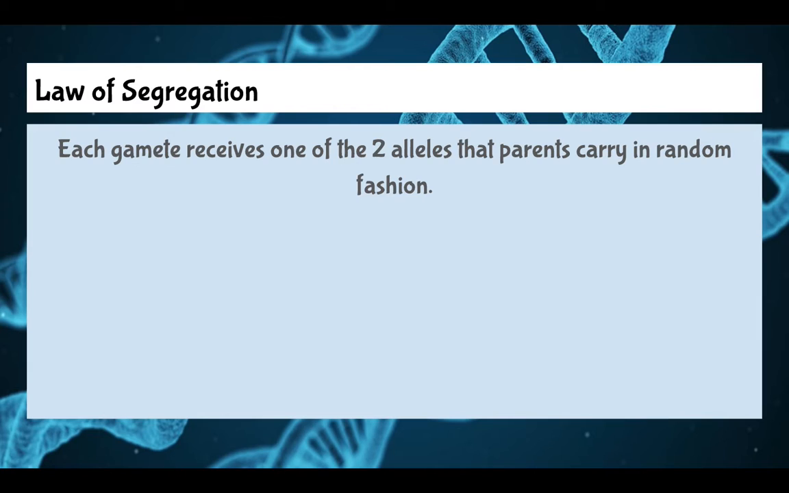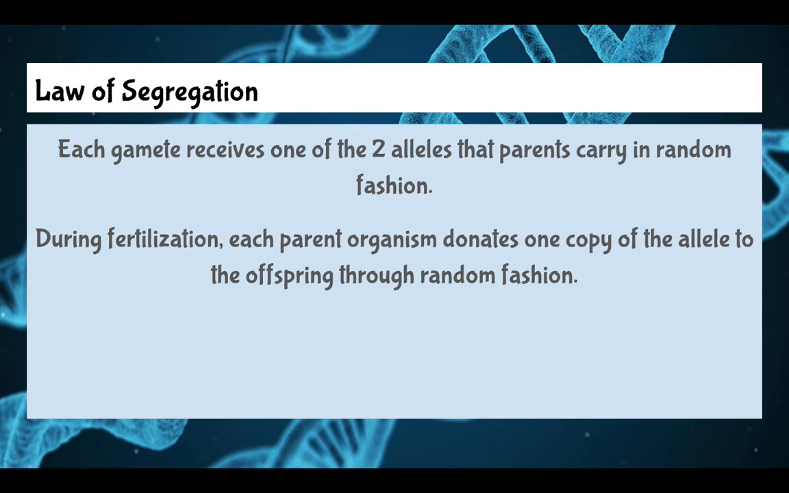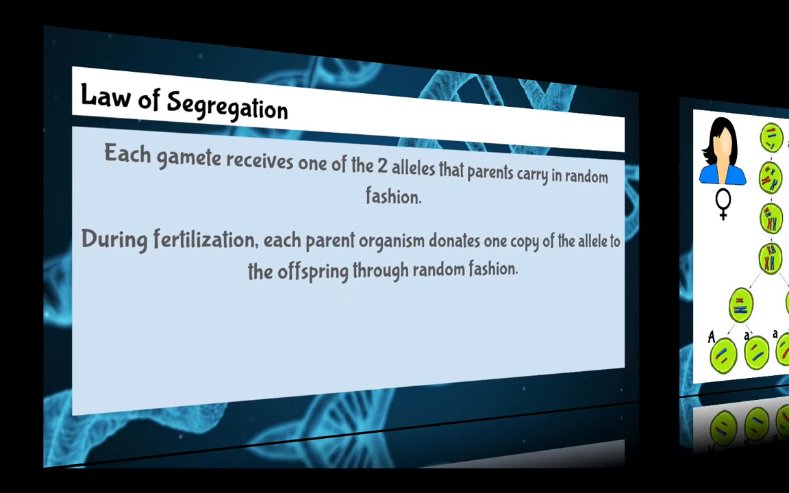So the law of segregation says each gamete, each egg cell, is going to receive one of the two alleles that a parent carries, because parents are diploid, but when they make their gametes, they're haploid. So let's look at this. During fertilization, each parent organism is going to give one copy of the allele to the offspring, and it's completely random how it happens. So they're going to give either the black hair trait or the blonde hair trait to their offspring.